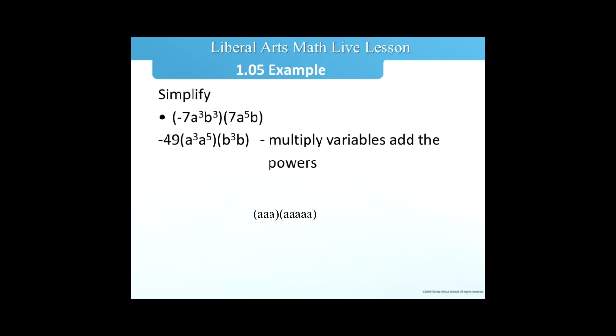Okay, so that's bigger. So 1, 2, 3, 4, 5, 6, 7, 8 A's. So a to the eighth power. Whenever you multiply variables, add the powers. So we get negative 49, a to the eighth, b to the fourth. Remember, if it doesn't have a power on it, that power is 1. So 3 plus 1 is 4.